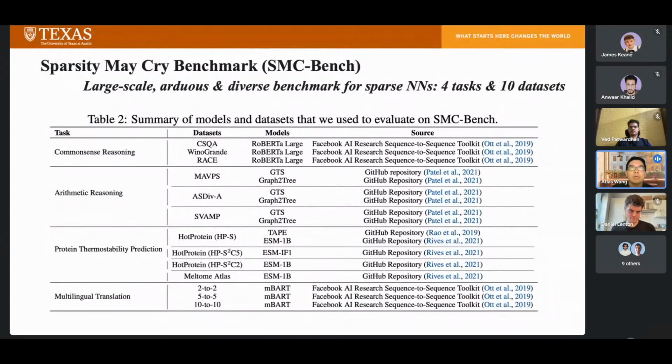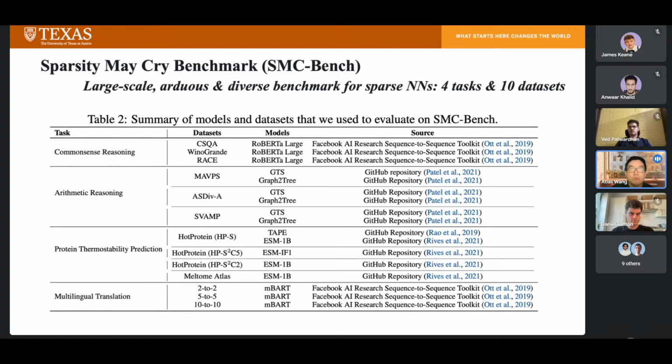unprecedented scales, and also on novel tasks that were not much tested before, including commonsense reasoning and arithmetic reasoning from language models, protein stability prediction from AlphaFold-style protein foundation models, and also multilingual translation models. All come in large and base level models at a billion scale.